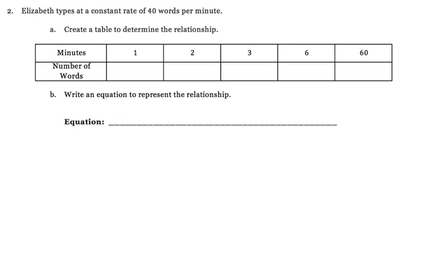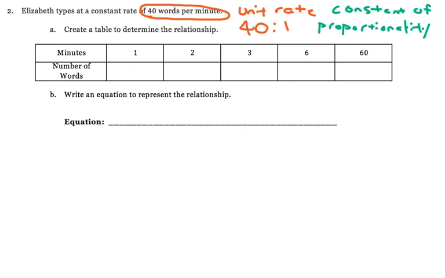All right, Elizabeth types at a constant rate of 40 words per minute. So this problem is giving us the unit rate because it's 40 words per 1, which is what the unit rate is. Remember that the unit rate is also known as the constant of proportionality.